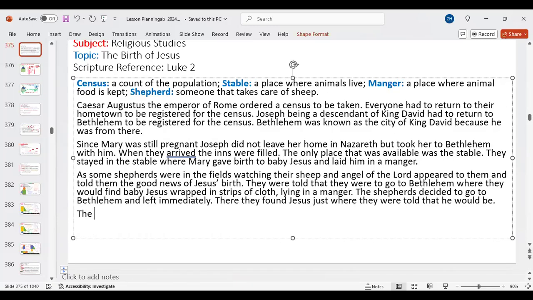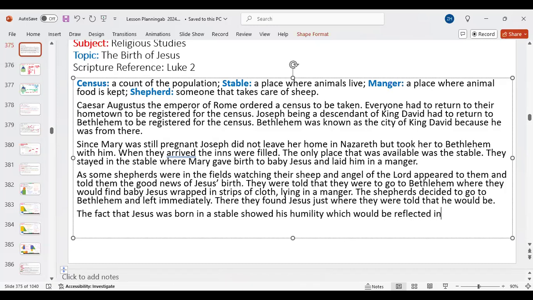Now, the fact that Jesus was born in the manger or in a stable, what does that show? That shows his what? That showed his humility, which would be reflected in his life.